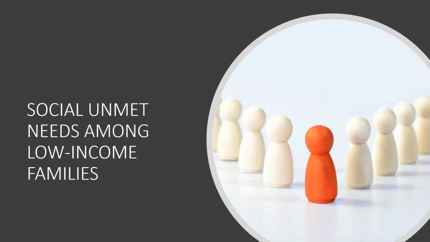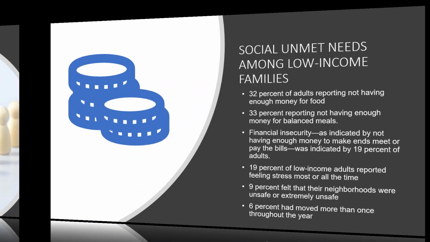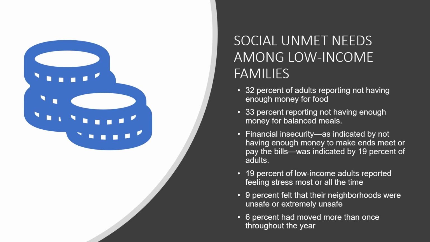Next we'll be talking about social unmet needs among low-income families. 32% of adults report not having enough money for food. We have 33% reporting not having enough money for a balanced meal. So you can imagine 32% of adults reporting not having enough money for food and 33% for a balanced meal. If you don't have money for food, there is no way you can have money for balanced meals.